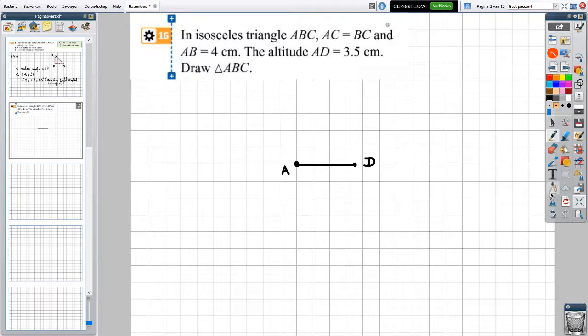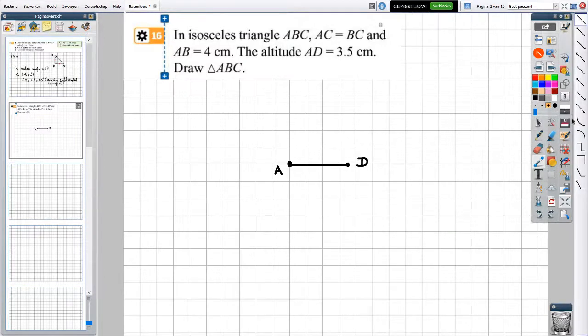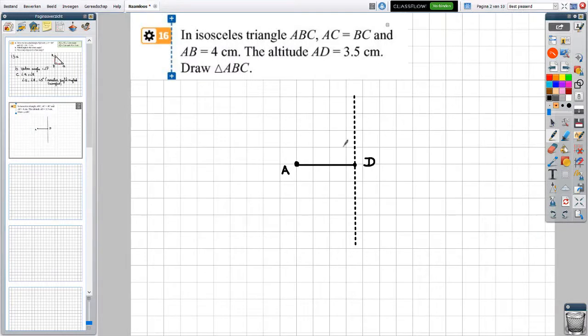What do we know about altitude? Well, we know that an altitude is always perpendicular to the line it is on. So what I could say right now is that I know B and C should be somewhere on this line. Why? Because I know this is an altitude, and an altitude is always perpendicular to the opposing side. Well, where exactly are points B and C?